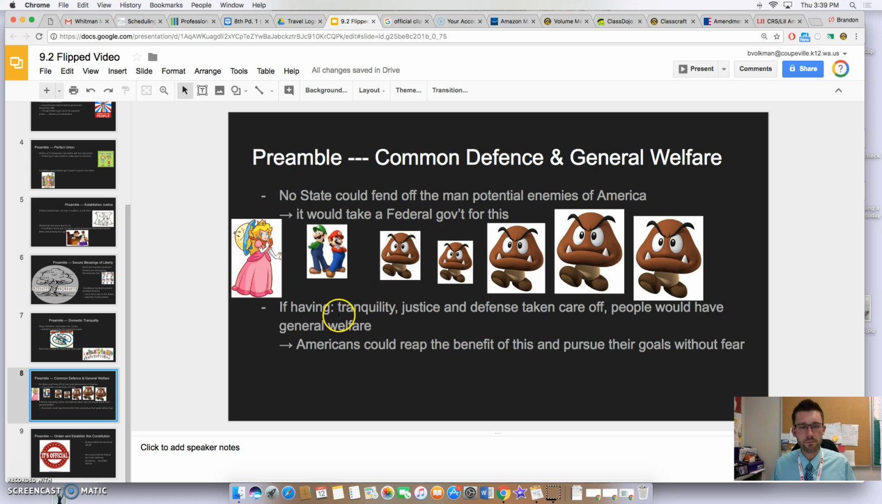Now, if the people had tranquility, this peace of mind, if they had justice, if they had defense taken care of, the framers hoped that people would then have general welfare. And that through that, Americans could reap the benefit of living in our country, and they could pursue whatever goal they wanted without fear for themselves, because the Constitution was allowing these items right here to be taken care of.